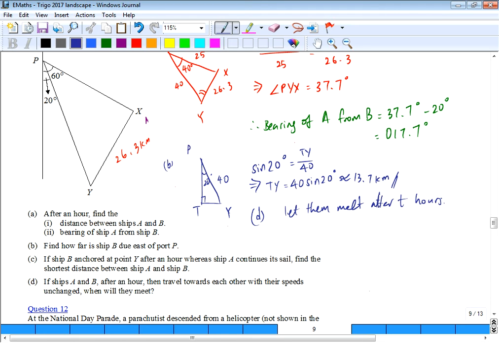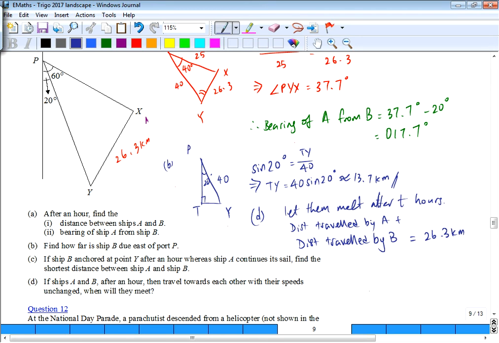So the distance traveled by A plus distance traveled by B must be 26.3. Okay, so distance traveled by A plus distance traveled by B is equal to 26.3 kilometers.